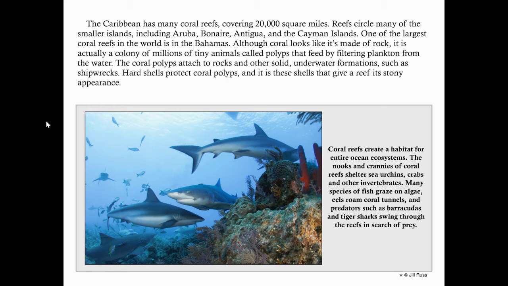And here is a picture of a coral reef with some sharks in it. Coral reefs create a habitat for an entire ocean ecosystem. That means all the animals and plants there. The nooks and crannies, the small little areas of coral reefs, shelter sea urchins, crabs, and other invertebrates. Many species of fish like to graze on the algae, meaning eat it. Eels go through coral tunnels, and predators such as barracudas and tiger sharks swing through the reefs in search of prey.